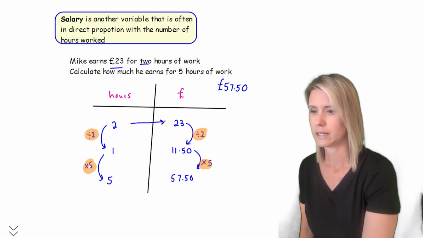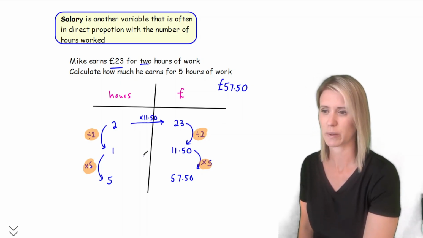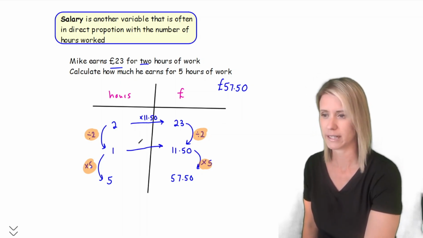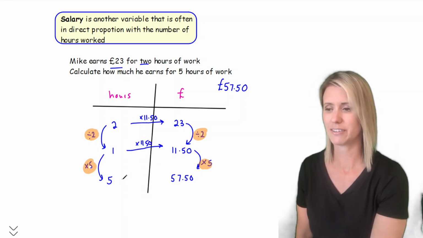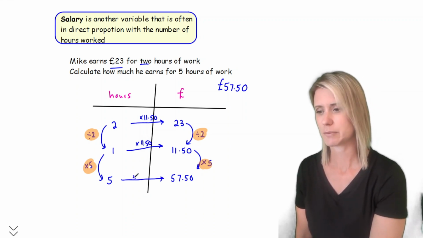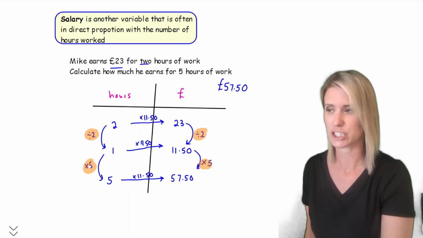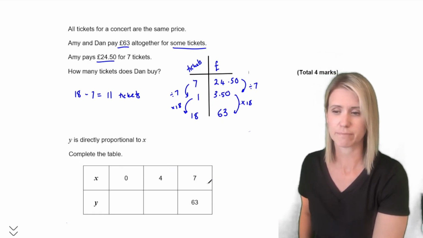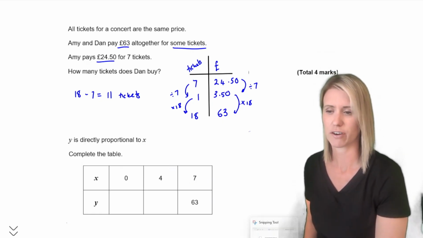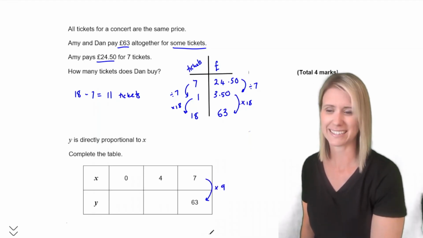2 has been multiplied by £11.50 to get to 23. 1 has been multiplied by £11.50 to get to £11.50. And 5 has been multiplied by £11.50 to get to £57.50. And sometimes it's easier to use that relationship for a question. So how have we got from 7 to 63? If I do 63 divided by 7, I'm going to get the answer 9. 7 multiplied by 9 is 63.